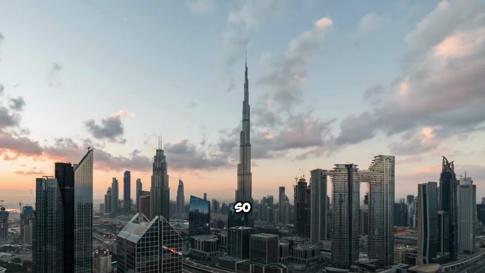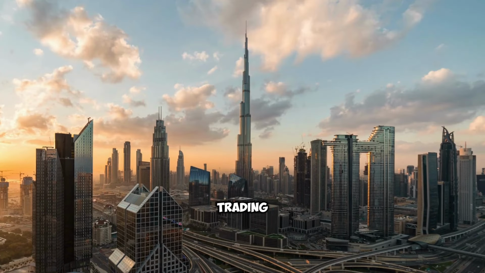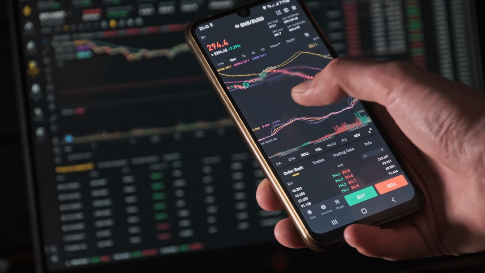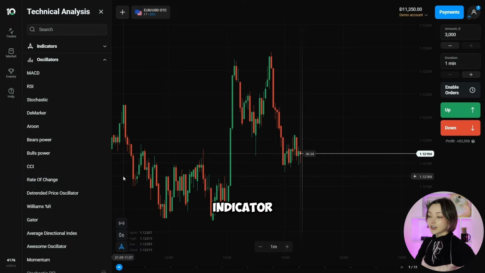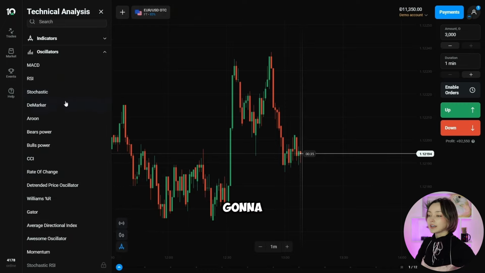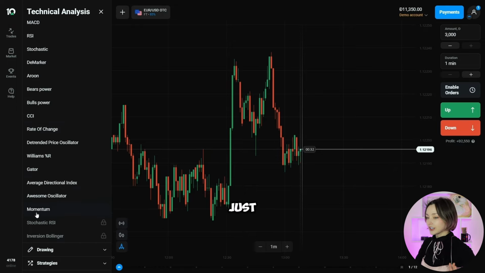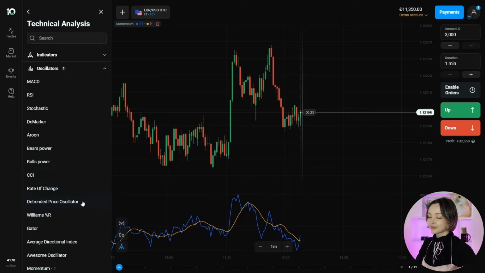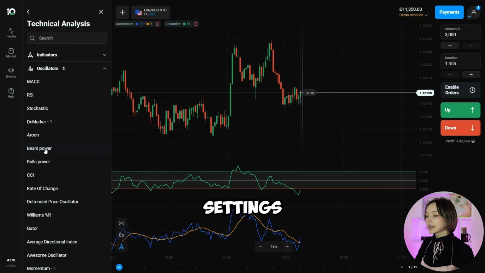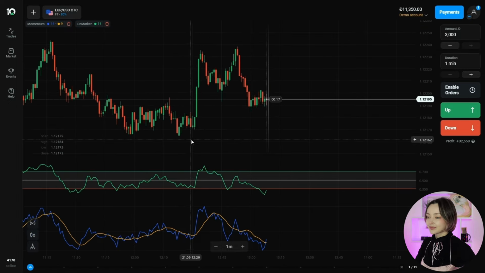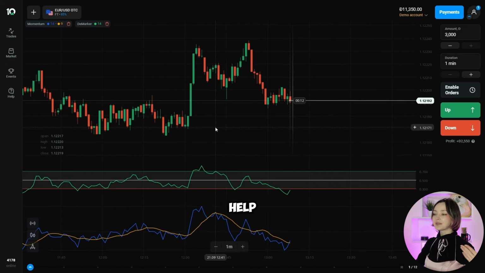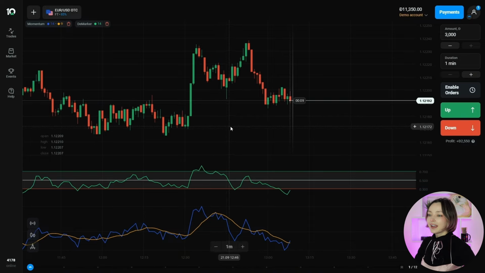Enjoy, guys. So now let's add the indicators we will be trading today with. Go into the indicators section and add in two indicators. Right here, the first indicator is momentum. We're gonna leave the default settings here, just adding it. And the second indicator is called demarker, leaving the default settings here just as well. Now let's see how we can trade with the help of these indicators.